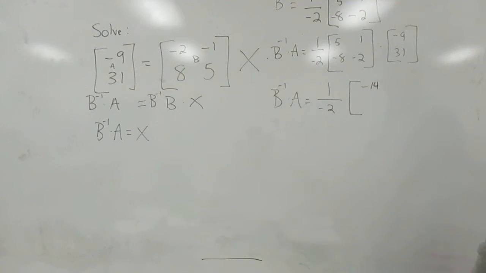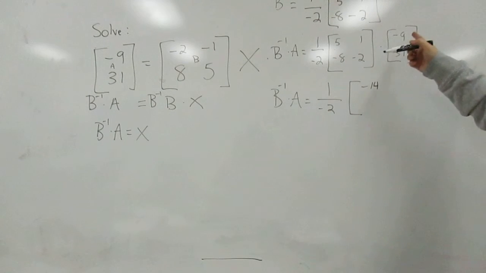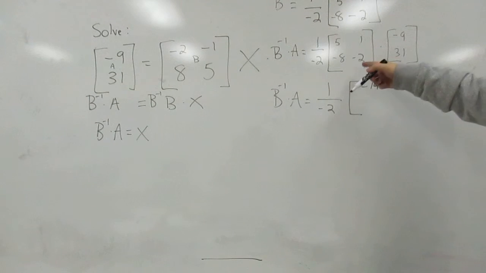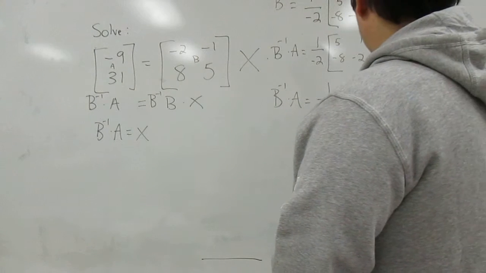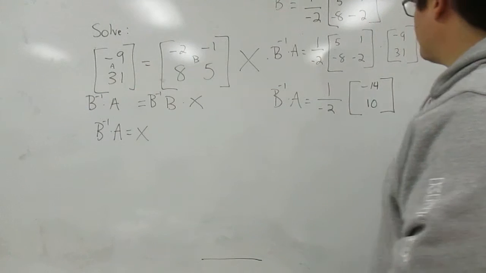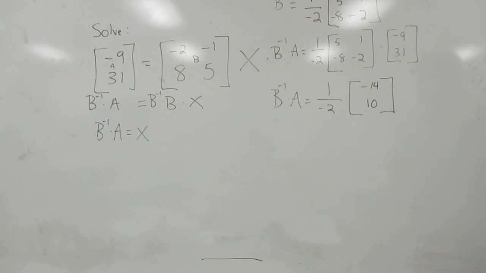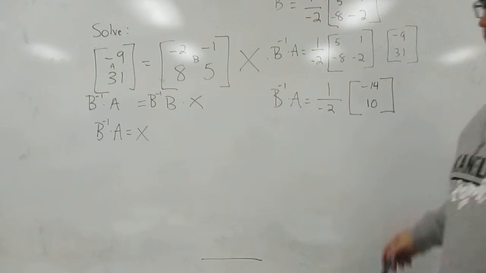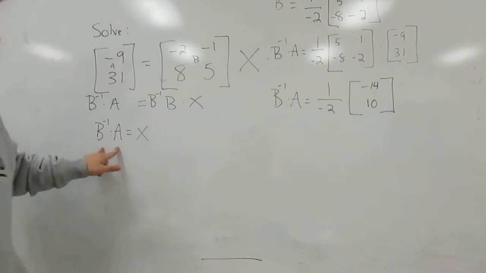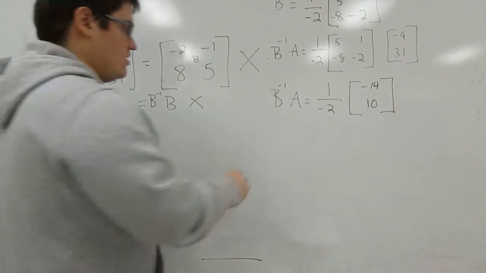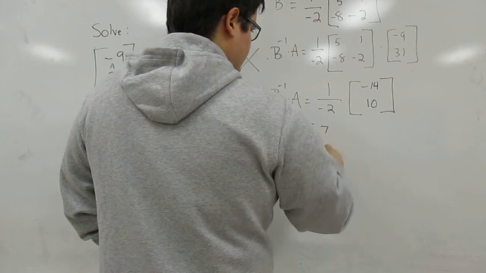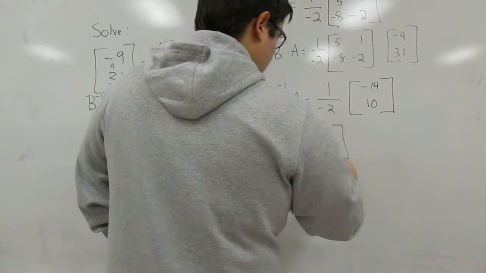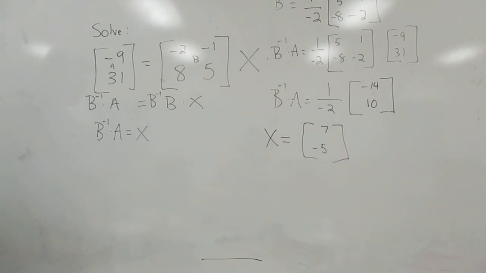Okay. Negative 8 times negative 9 is a 72. That gives us a 62 negative. So 72 plus a negative 62, we get 10. Okay. Now you can just distribute the 1/2. And remember, B inverse times A is the same thing as X. So X is going to equal 7, negative 5. Okay.